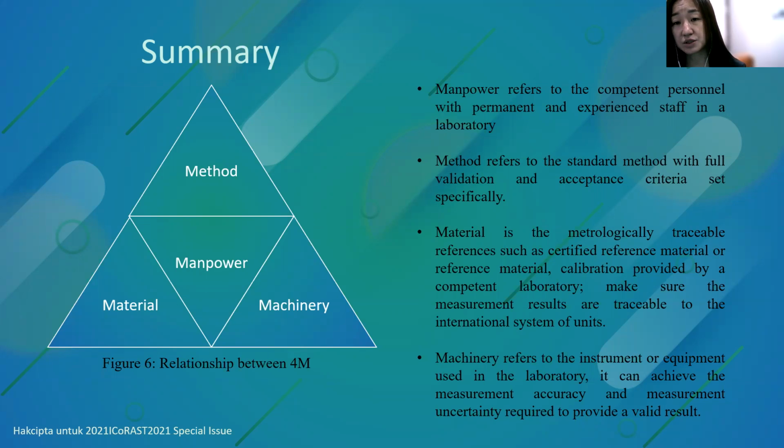Every analytical or measuring instrument must be calibrated. Make sure the measurement results are traceable to the SI unit. Machinery refers to the instrument or equipment used in the laboratory. It can achieve the measurement accuracy and measurement uncertainty required to provide valid results.